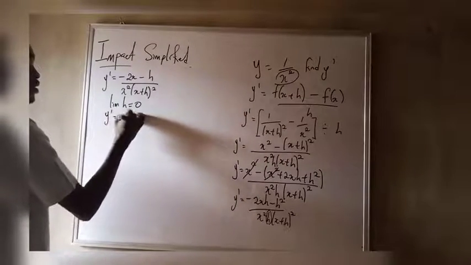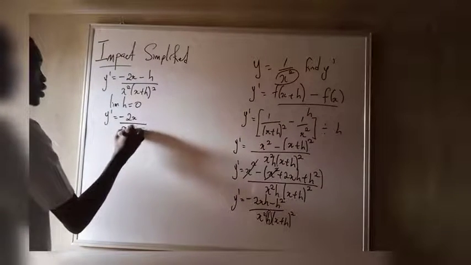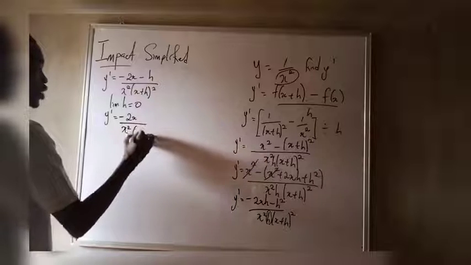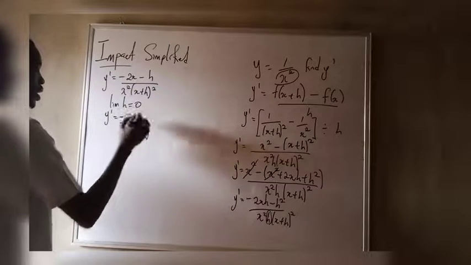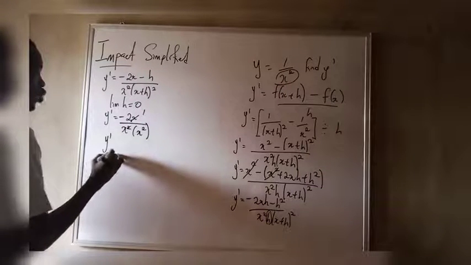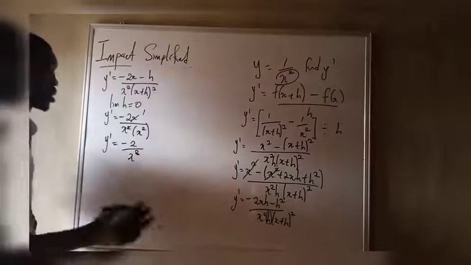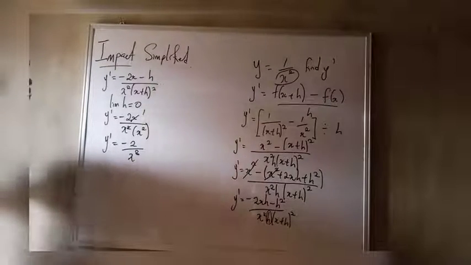What do we have? That will give us minus 2, this one will give us 0, over x squared. Put your h to be 0. What do we have? We have x squared. And this will give us 1 here. This will give us 1. And this will give us y prime is equal to minus 2 over x cubed. And that is all about that.